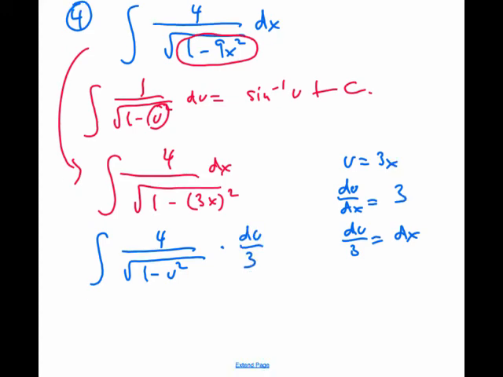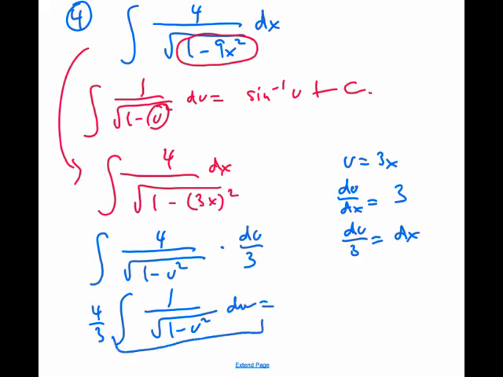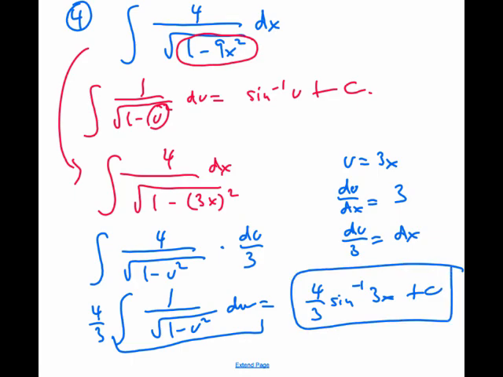I get a 4/3, which can be pulled out front. And this is now inverse sine of u. So this is 4/3 inverse sine of u, 3x plus c. The derivative of this would be my integrand.